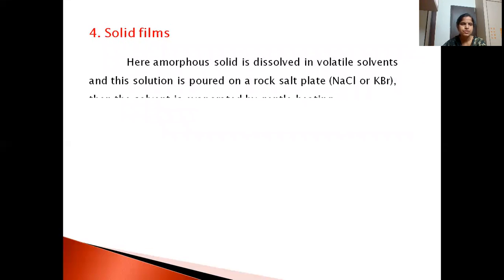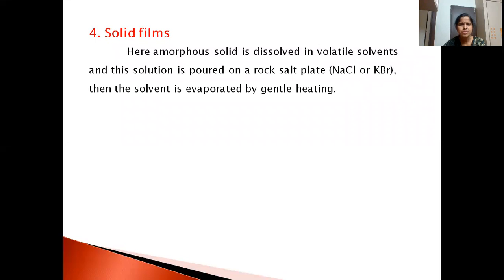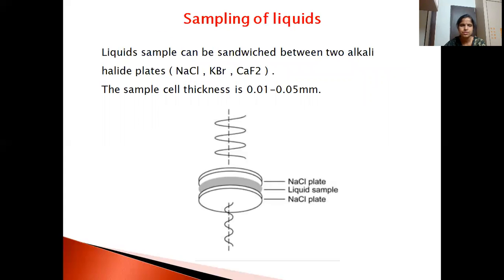Then solid films. For solid films, the solid is dissolved in a volatile solvent, and this solution is poured on a rock salt plate, which is made up of sodium chloride or potassium bromide. The solvent is evaporated just by gentle heating. That is the solid film you get, which we can use.